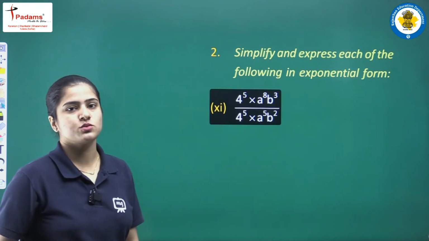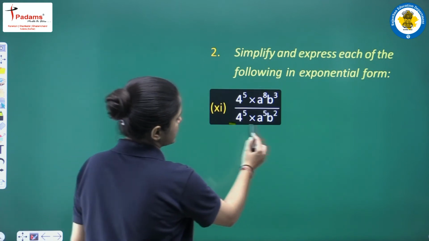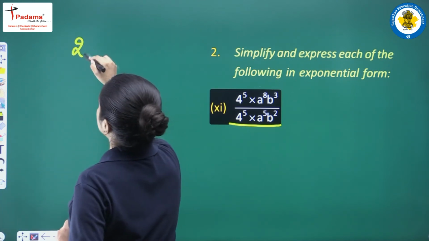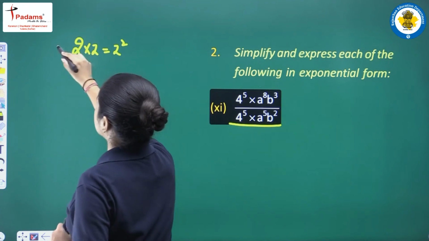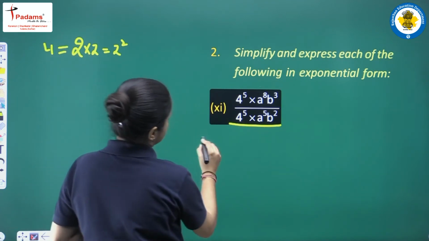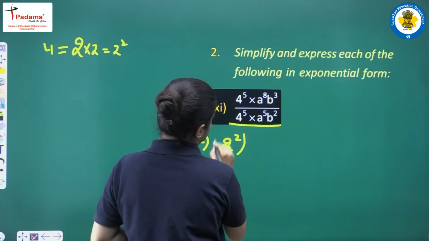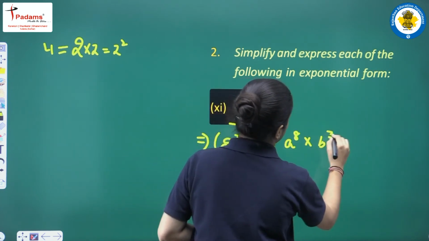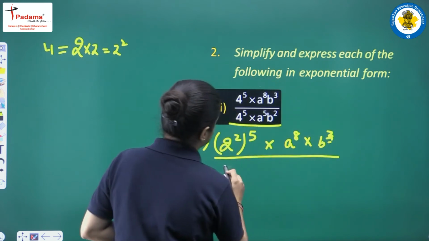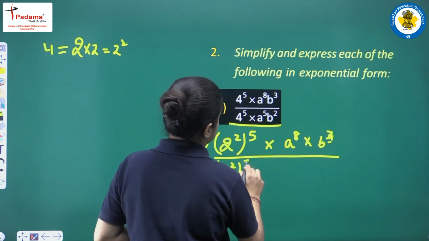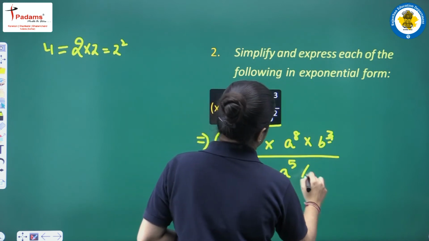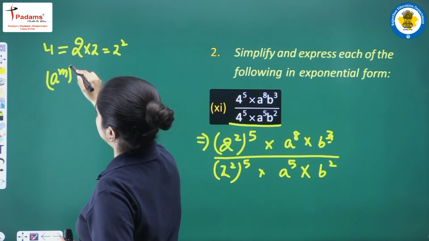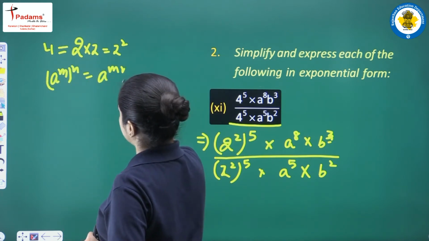Looking at the 11th question students, what is this now? Look carefully. Now here what you have to do is, you can write 4 as 2 into 2, right? So this is, you can separate it. We can write this like this, divided by, right students, power of power formula, we will multiply the powers.